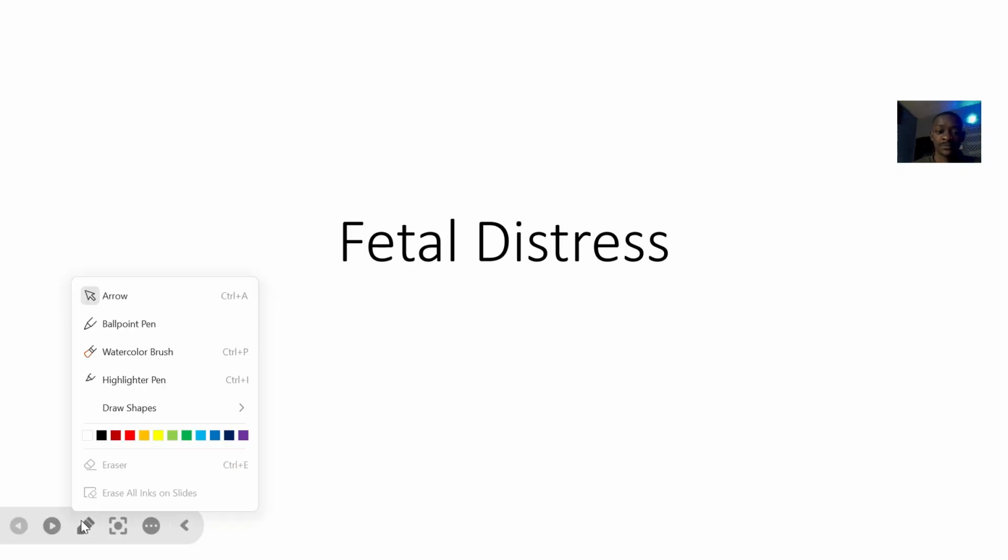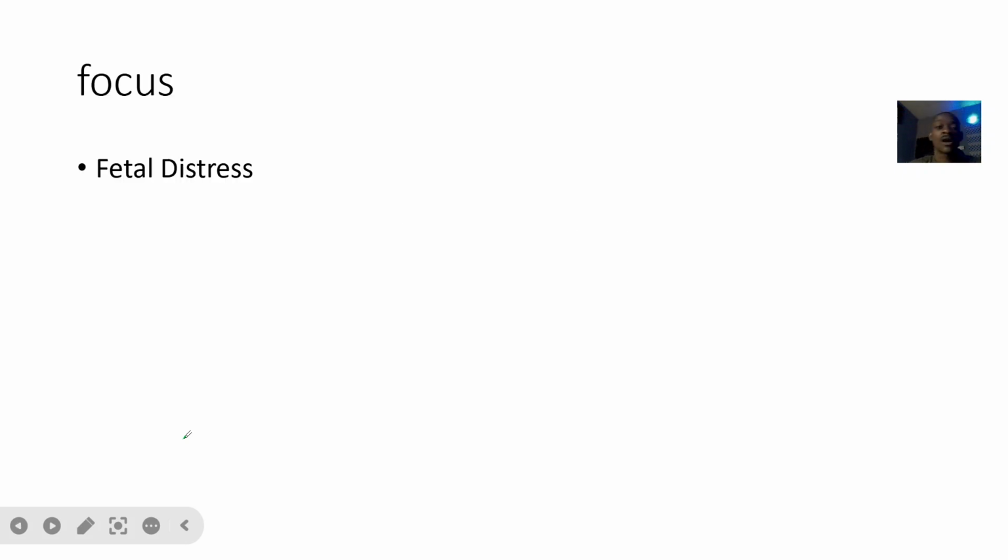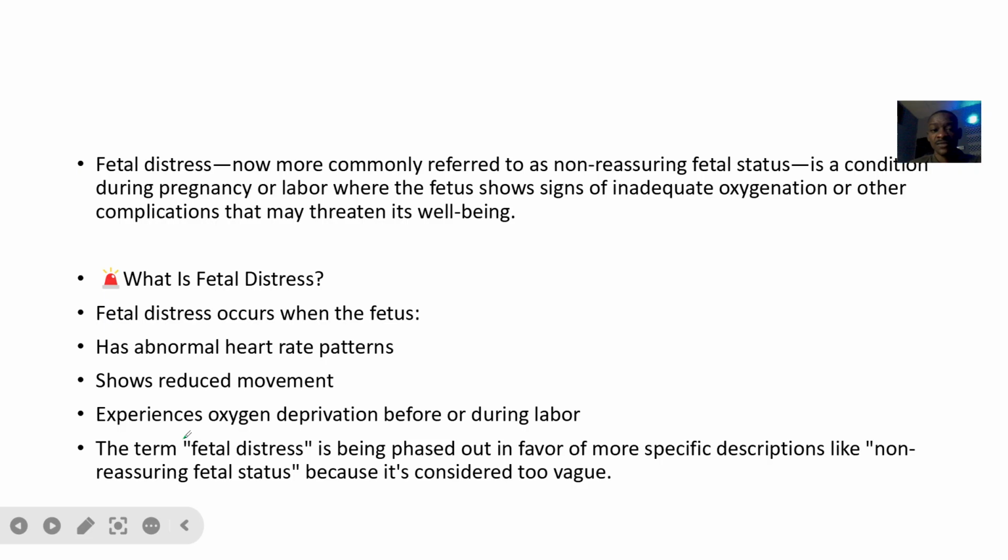All right. So moving on to the next condition for babies when they are still in the womb. This is what is known as fetal distress. So fetal distress is literal. The baby is stressed up. The baby is not happy. So fetal distress is more commonly referred to as what? Non-reassuring fetal status.